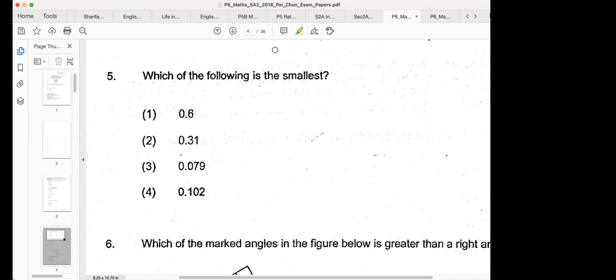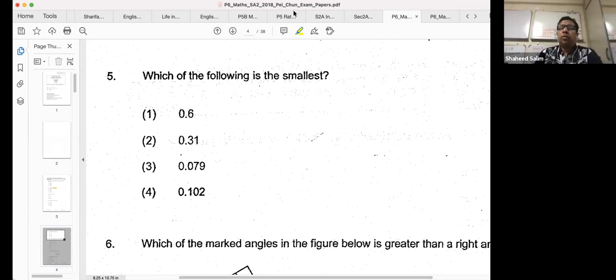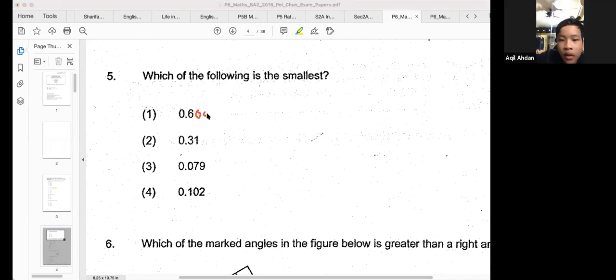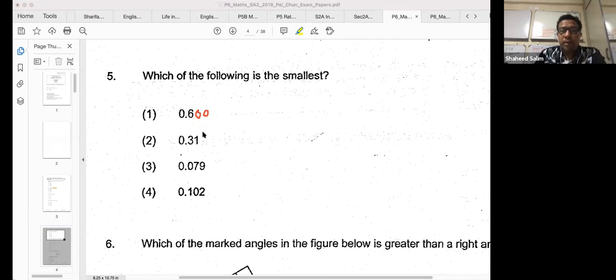0.6. Okay. Is it correct? I'm going to show you now. Is it number 3? Number 3, not number 2. You said number 2, right? So now look at this. You make sure all of them have the same decimal places. Then you can compare. Once you have all of them the same, now you can see which one is the smallest. The smallest one, number 3, only 79. Next one is 102. The next one, 310. The one that you chose is the biggest. You must make it have the same decimal places.